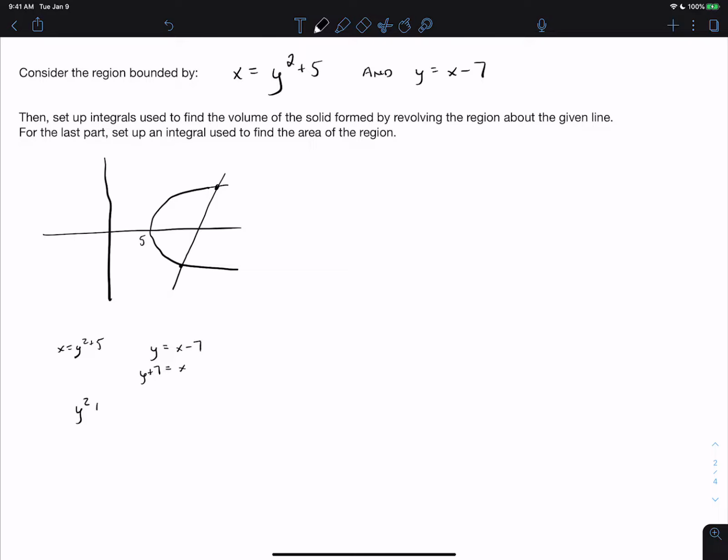So I'm going to set y squared plus 5 equal to y plus 7. Get 0 on one side, so y squared minus y minus 2 equals 0. That gets me y minus 2 times y plus 1 equals 0. So y is 2 or negative 1. This is the point where y is positive 2. If I plug that into either equation, I get that x is positive 9. This point is where y is negative 1. If I plug that in, I get that x is 6.